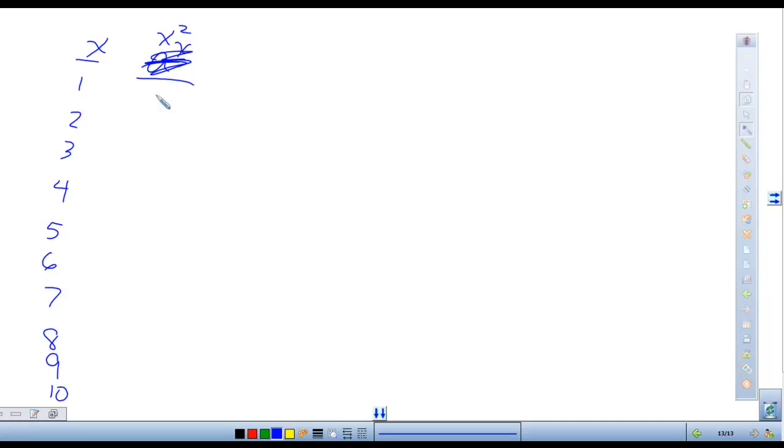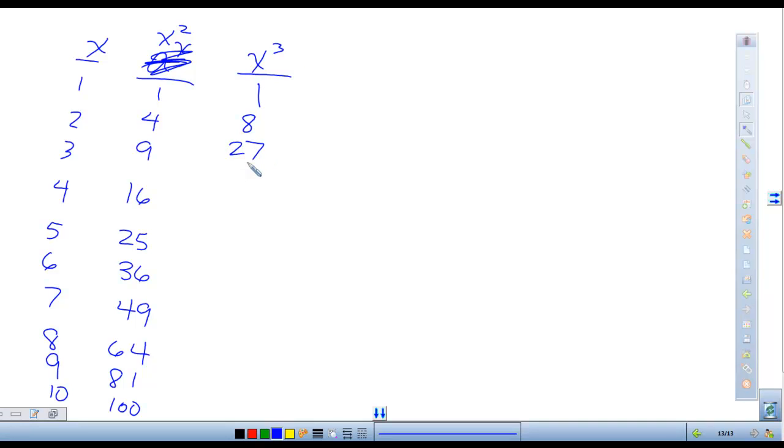So when we do 1 squared, we get 1. 2 squared is 4. 3 squared is what? 9. 4 squared is, 5 squared is, okay, 36, 49, 64, 81, 100. Okay, if we talk about cubes, we're going to get what? 1, 8, 4 cubed is, okay, 5 cubed is, okay, 6 cubed is 216, okay, 7 cubed is what?